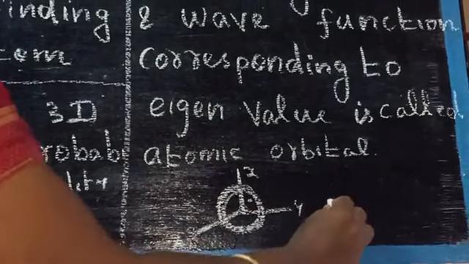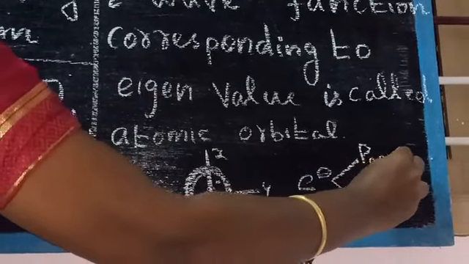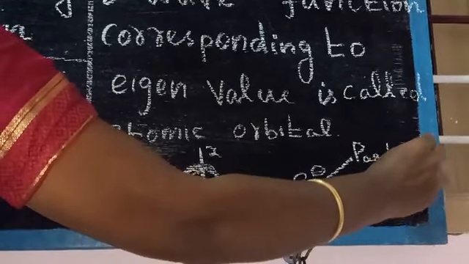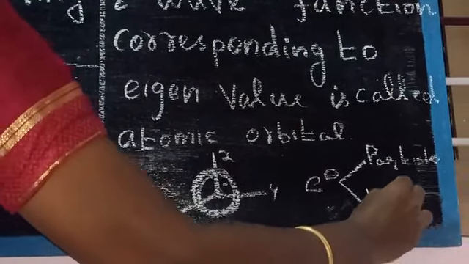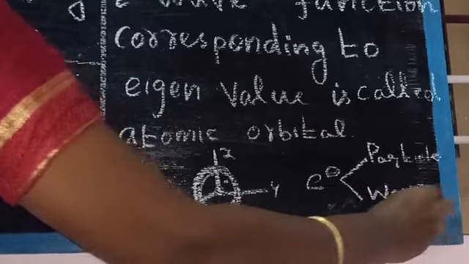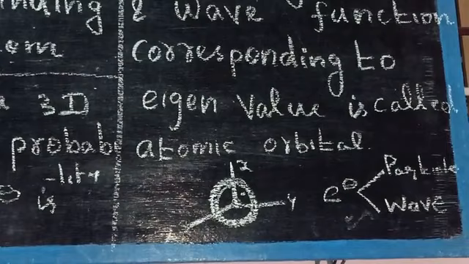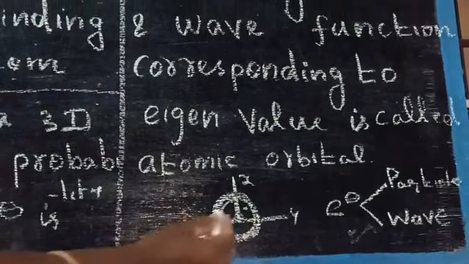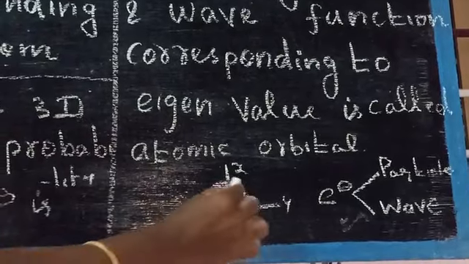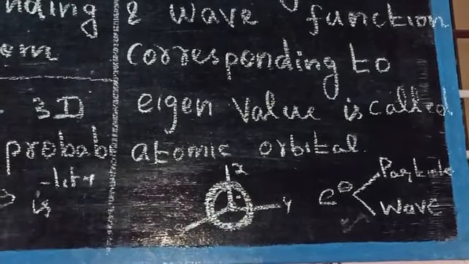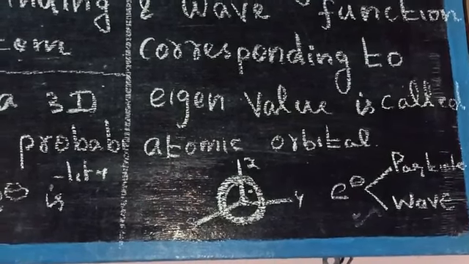Okay, an electron has both particle as well as wave character. Particle means it is present at a particular place. Wave means it is not present in one place, it moves. The word probability denotes that the electron is present here or here or here, wherever, but within the sphere it is present. Are you clear, children? This is where the electron is present the maximum amount.